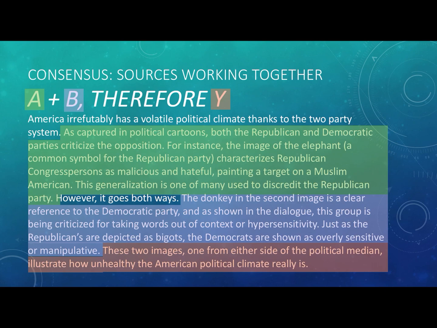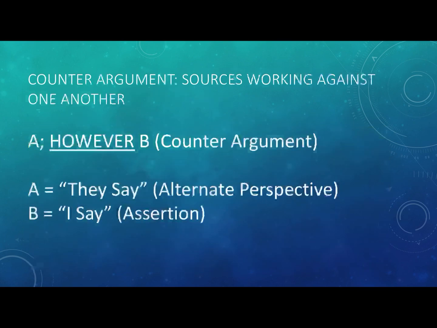So what I've done is, here's source A, here's source B, together they say this, and that is the fundamentals of a consensus argument. This is what you're more familiar with when you think about past research papers and stuff. You decide this is my claim and pick out evidence that supports that. So this kind of structure of argument is more familiar. Now let's talk about the more complicated version, which is a counterargument.